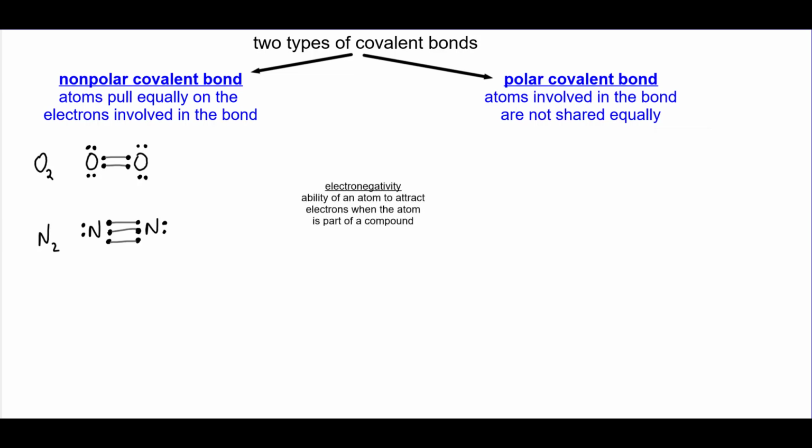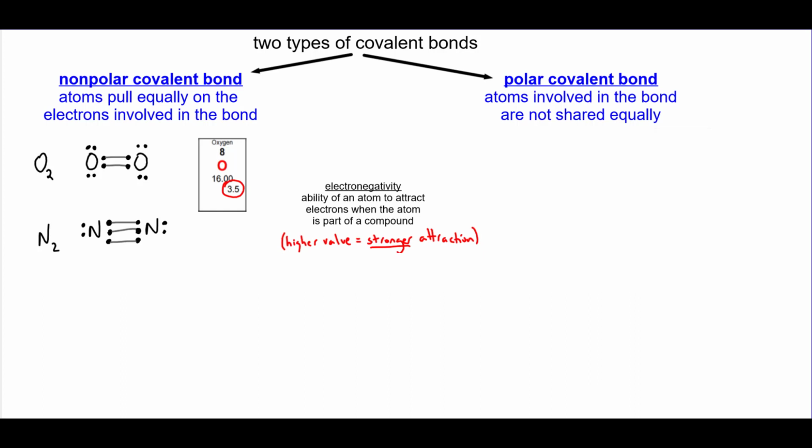So electronegativity is the ability of an atom to attract electrons when the atom is part of a compound. On the periodic table that you have for class, you can see the electronegativity for every element in the box. For oxygen, it's this number right here, 3.5. Now the higher that number is, the stronger that attraction for electrons will be.